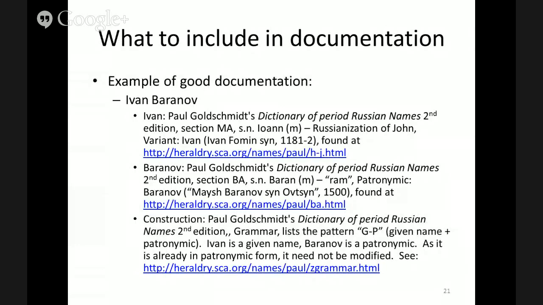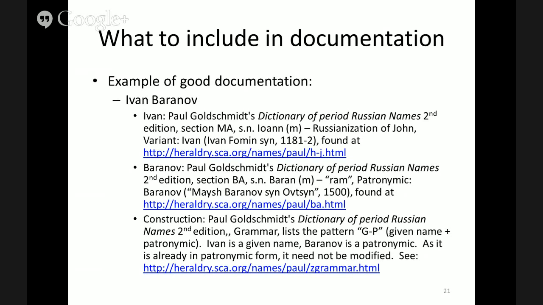Baranov, under the name Baran, which means ram, and there's a patronymic form, Baranov. Found it, 1500, that's within 500 years of 1181, and then it talks about construction. Now, Russian is one of those things that's not listed in Appendix A, because it's so complicated, and Appendix A basically just says, go see Wickenden. And there it says, in the grammar section, the pattern G-P, which is given name plus patronymic. Ivan is a given name. Baranov is patronymic. As it's already in patronymic form, it doesn't have to be modified. There. Done. That's good documentation for that name.